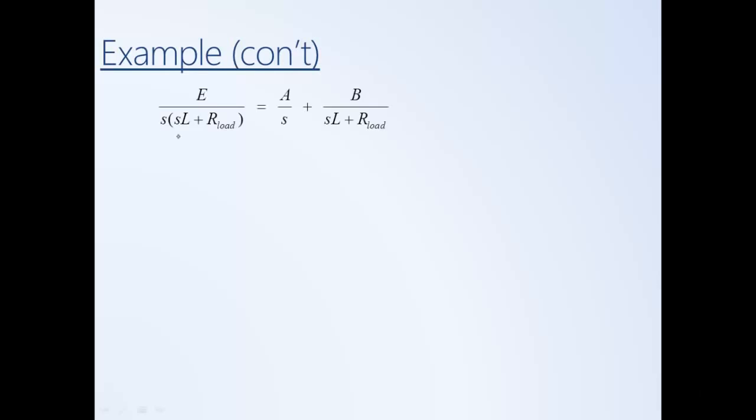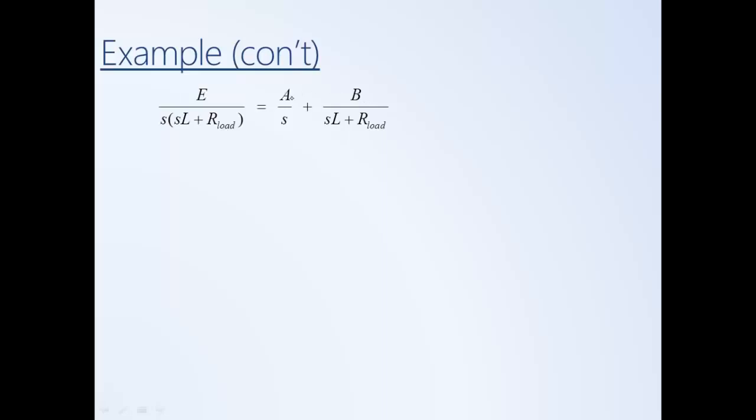So here we have two terms in the denominator. We can split them into two different terms, one for the s and one for the quantity sL plus R load. And so at this point, in essence, we want to be able to solve for A and B. And the way that we're going to do that by hand is just doing some algebra.